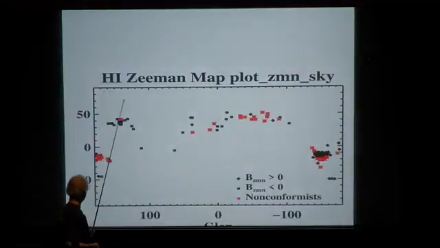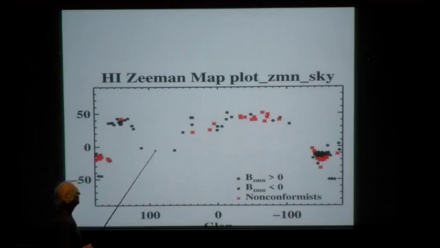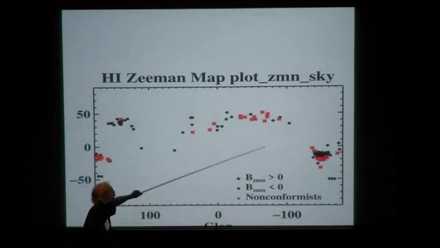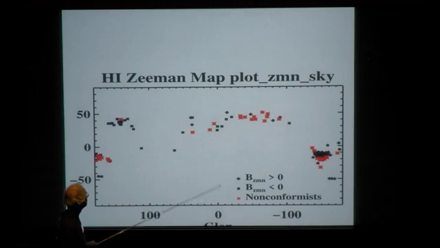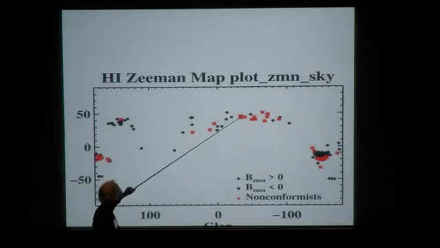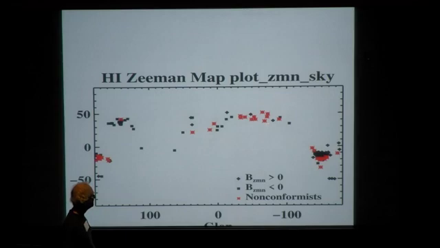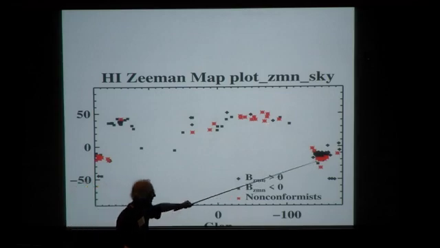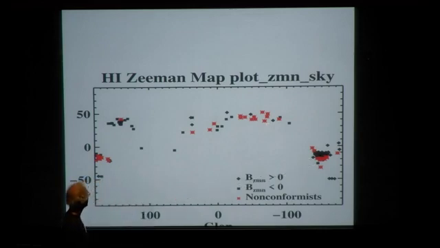And here's a map of the Zeeman detections at these high latitudes. This is the southern sky, so there's nothing down there. And the red are the nonconformists, and the black are the conformists. And you can see that these nonconformists tend to cluster. This is the Orion region down here. They cluster in there, but I'm not going to have time to talk about those.